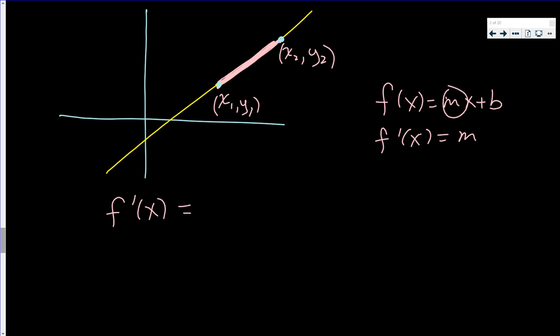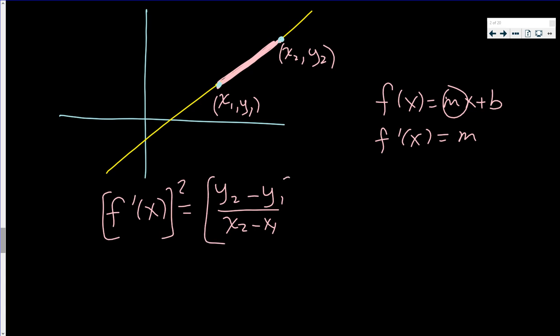Well, I know the slope of that line. It's y2 minus y1 over x2 minus x1. Okay, so that's the slope. And if we happen to square the slope, well, we square the slope. But that's not enough. I want to know what 1 plus that is. How much is 1 plus it?